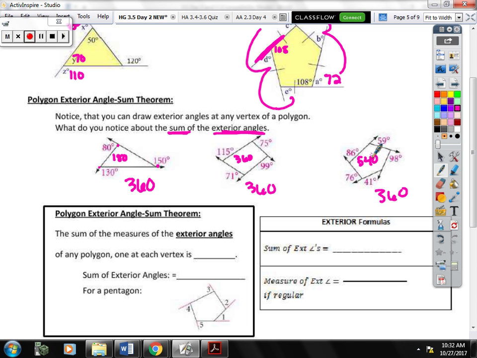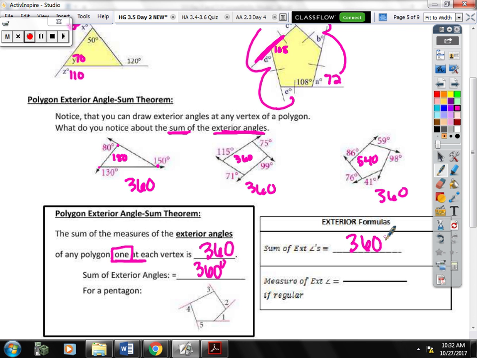Now, you do have to make sure that it is having only one exterior angle drawn at each vertex, not two. And we will always get 360. That's the formula, it's just 360. No n involved. If I ask you, what is the sum of the exterior angles of a decagon? 360. What is the sum of the exterior angles of a heptagon? 360. What is the sum of the exterior angles of a triangle? 360. So there's no work required, you just have to memorize that fact.